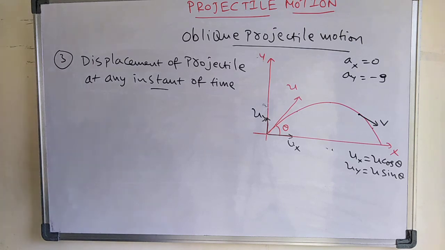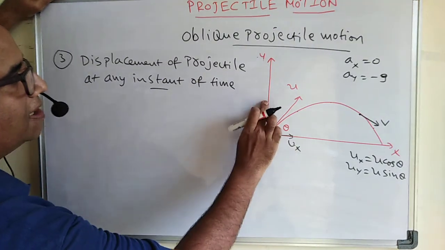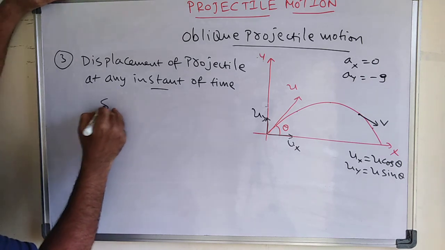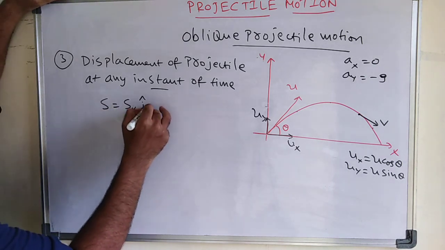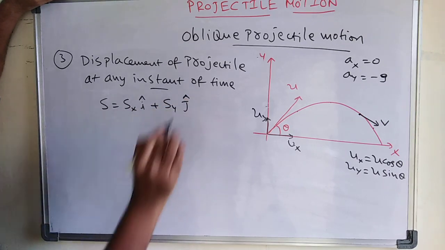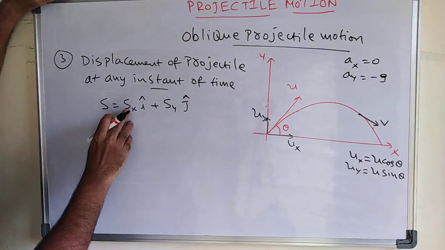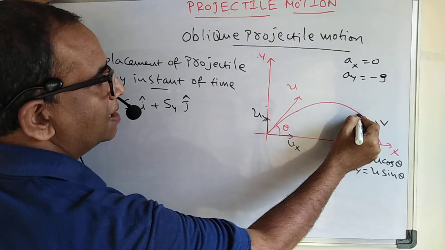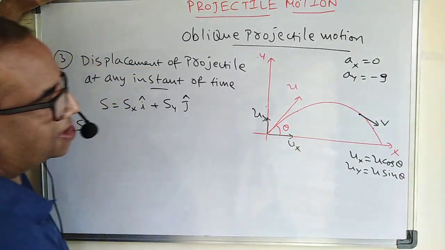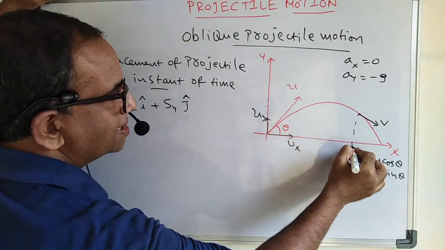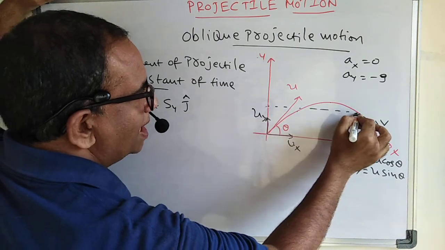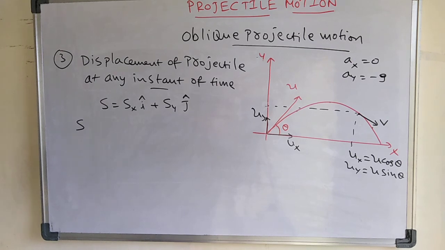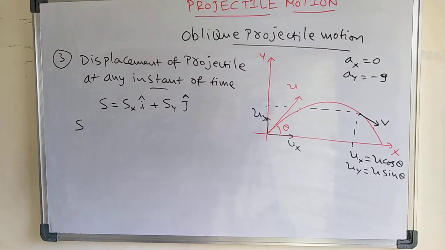Observe here carefully. What is the displacement of the projectile? Let us say S = Sx i cap + Sy j cap. I need to calculate Sx, the displacement along the x-axis, and Sy, the displacement along the y-axis. How can I calculate these?